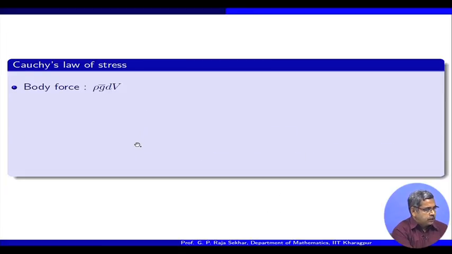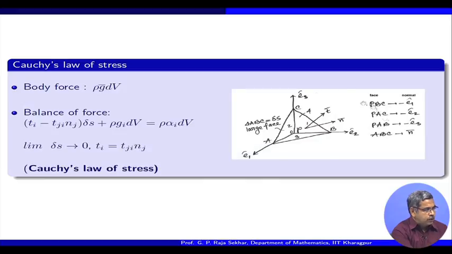Now, consider any volume element, so you have a body force. As you can see, the body force is a density times gravity times the volume element. So, we are doing a total force balance. This is the total force on the element along the ith direction. Then we add the body force, and that must be equal to the total external force if there is some acceleration alpha i. So, this is the total balance.